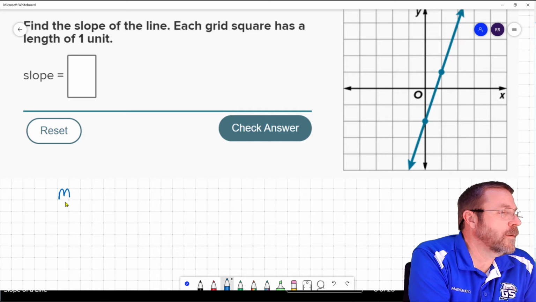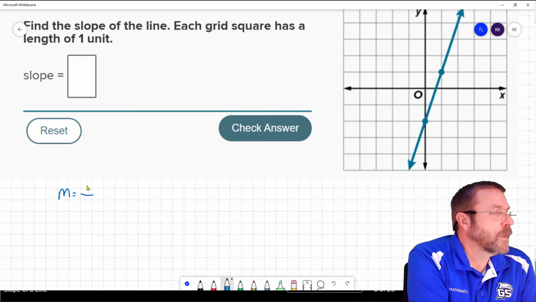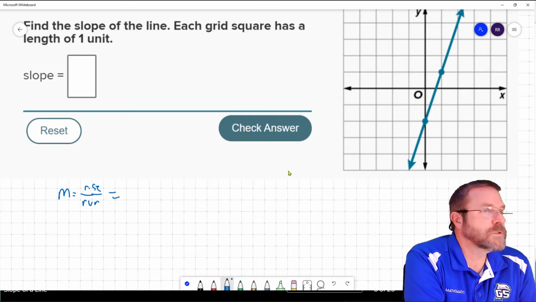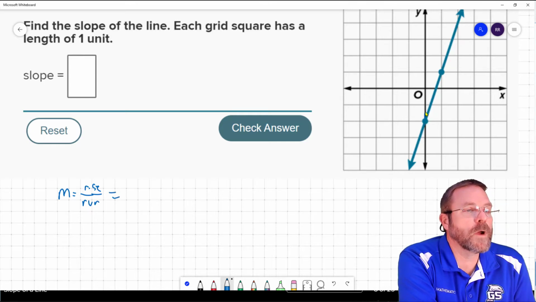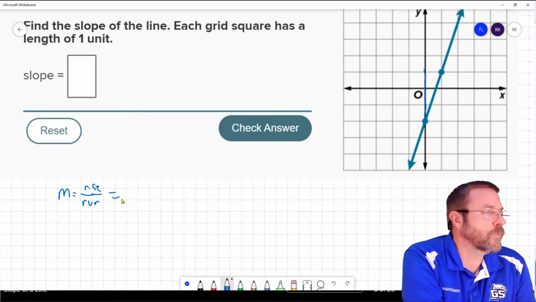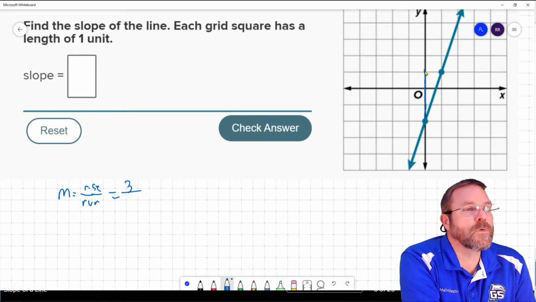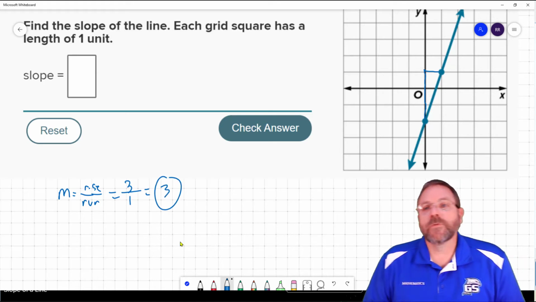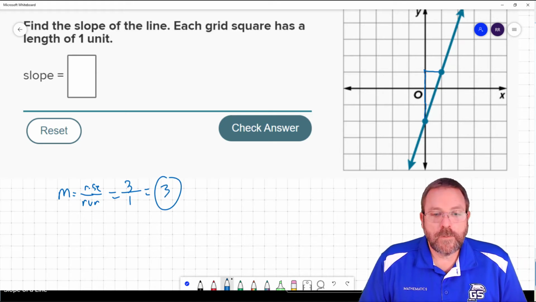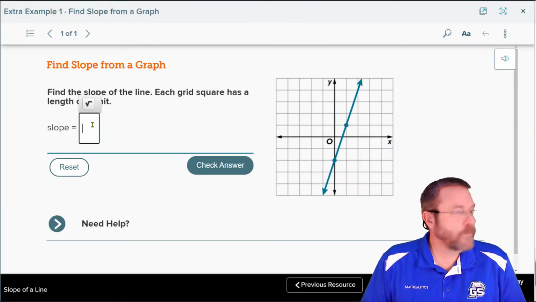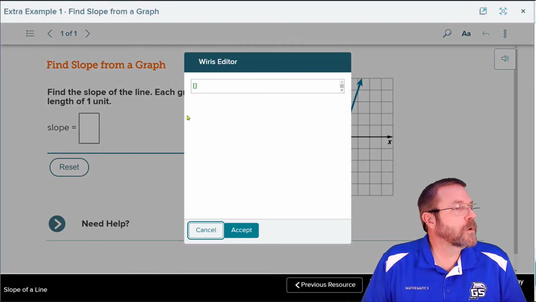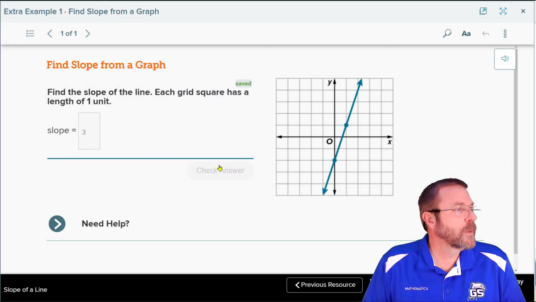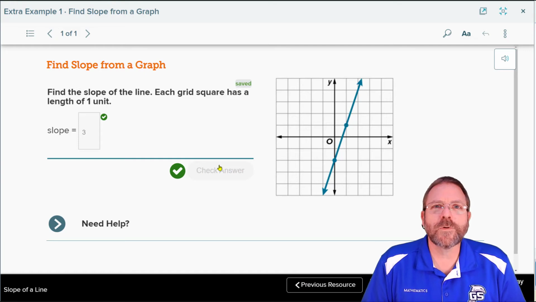So I wrote M is equal to rise divided by run, which is equal to, well, my rise, I'm going to rise 1, 2, 3. So I have 3 over 1, and of course 3 over 1 is just going to equal 3. So the slope of this line is going to be, let's find it right here. They want us to use a fancy box there, so it's going to be 3 over 1, also known as just 3. Check our answer. That's all there is to do in this problem.